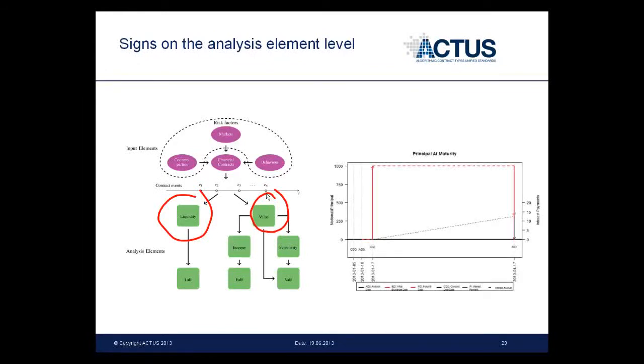Let's look at this PAM. Let's assume we are here, somewhere in the middle of the life of this contract. So a bookkeeper looks back and says, I had an outflow in the past, therefore it is something negative. I gave something, so that's negative. So this is the bookkeeper. On the other hand, we have the risk manager, which by nature is interested in the future cash flow. A risk manager is therefore in tendency rather forward-looking.